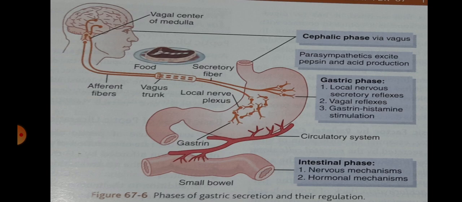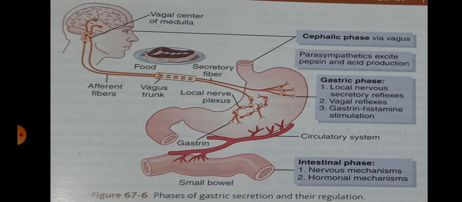2. The presence of acid, fat, protein breakdown products, hyperosmotic or hypoosmotic fluids, or any irritating factor in the upper small intestine causes release of several intestinal hormones. One of these is secretin, which is especially important for control of pancreatic secretion. However, secretin opposes stomach secretion.